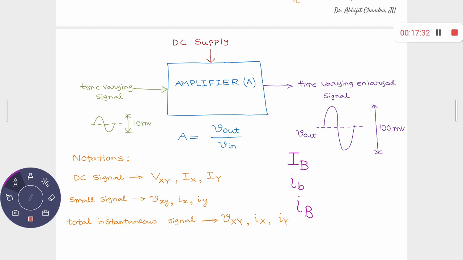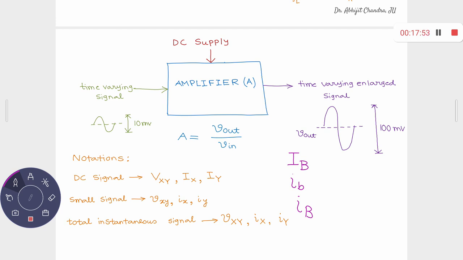And if it contains some DC, last day while discussing that first problem, the no bias circuit, hopefully you can remember that your input must be riding on a DC so that the amplifier can operate properly. So at that point of time, it was nothing but a total instantaneous signal. It contains DC as well as the time varying part.